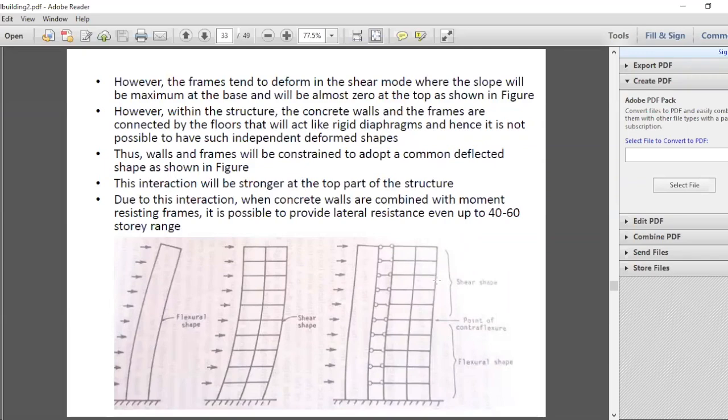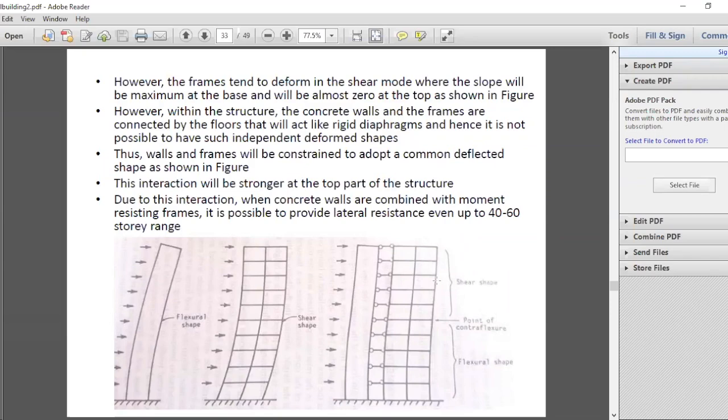In the bottom part, there's no problem because the wall is stronger and the wall is controlling everything. The deformations are controlled by the wall. But in the top part of the building, the frame is stronger, so the wall is weaker. Then you'll ask why the wall becomes weaker.